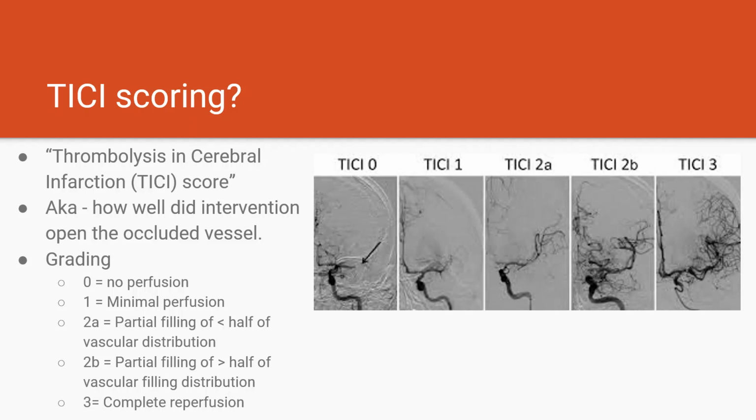And then that's broken into 2A and 2B based on whether less or more than half of the vascular distribution was restored. This is probably worth tucking away in your head. You're going to see it a lot on our neurology service, and we'll talk about it. And so it really helps you know if they had a successful thrombectomy or not.